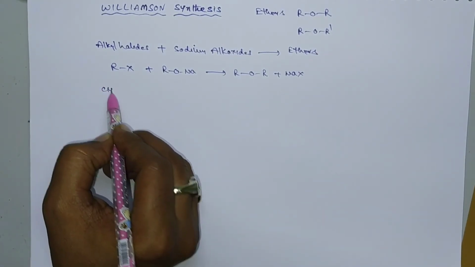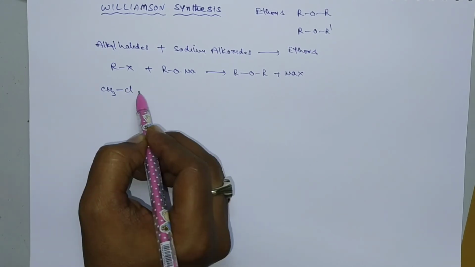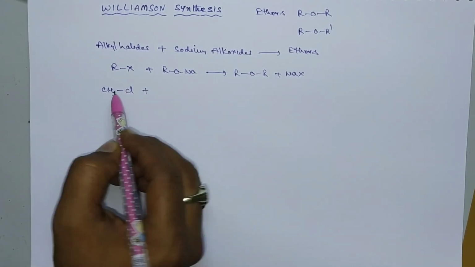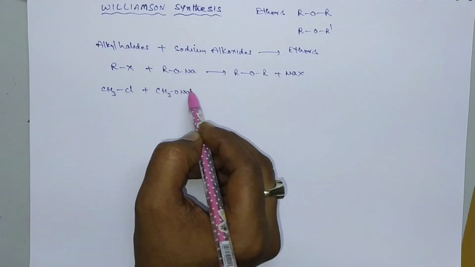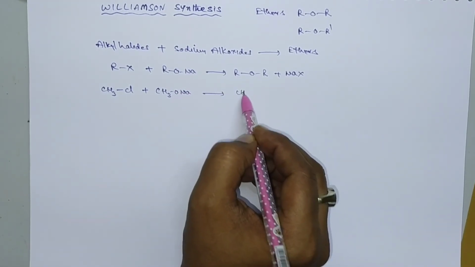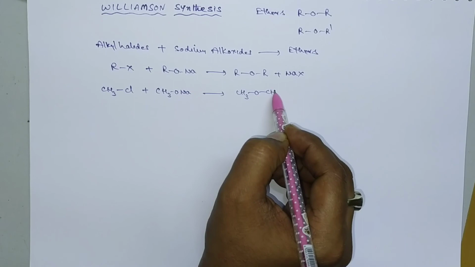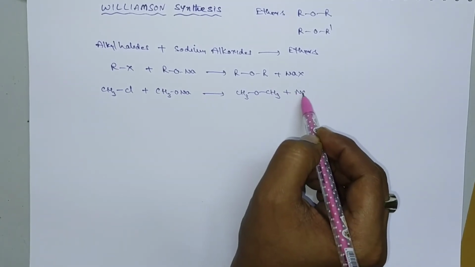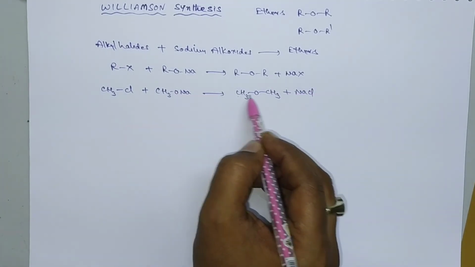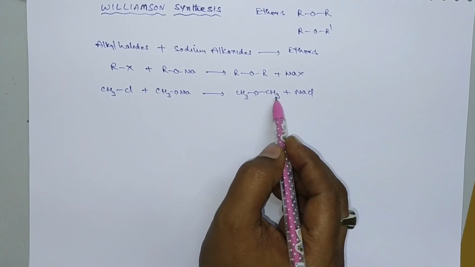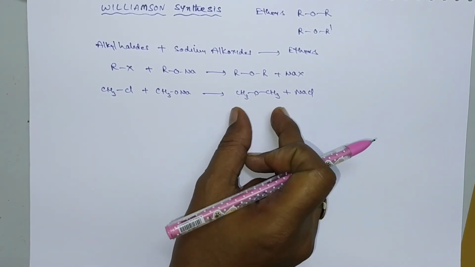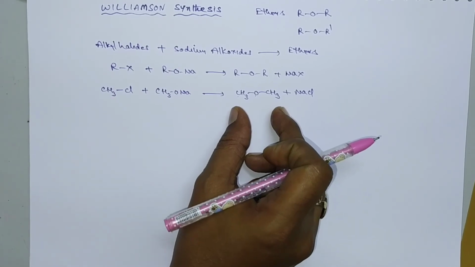If you take CH3Cl, that is methyl chloride, it reacts with CH3ONa, sodium methoxide. It produces CH3OCH3 plus NaCl. This is methoxymethane. Both alkyl groups are methyl groups, so this is a symmetrical ether.